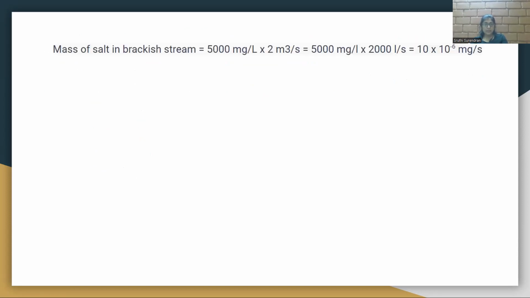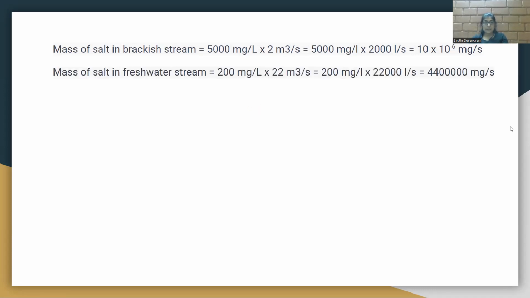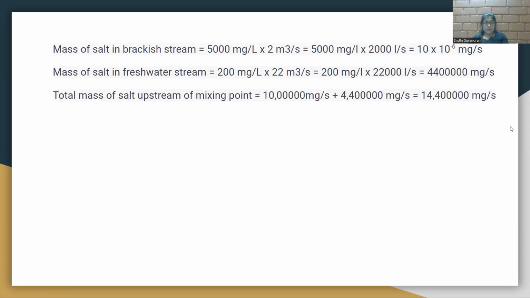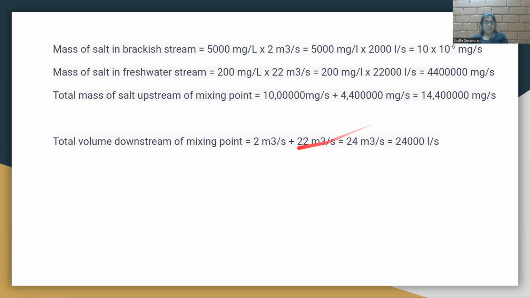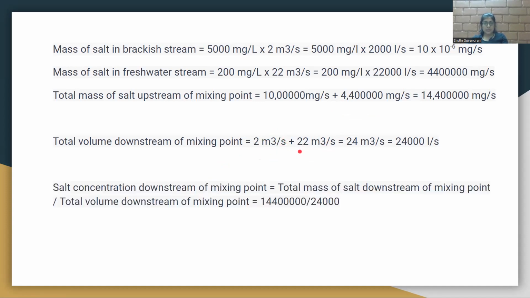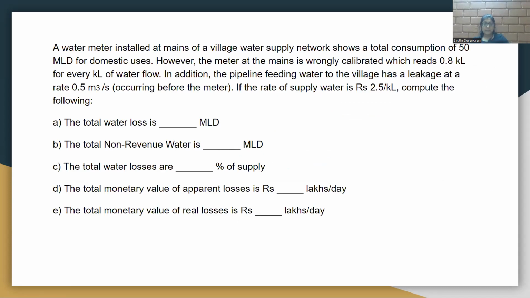So again, the mass of the salt in brackish water, you'll find it as 10 into 10 to the power 6 milligram per second. Mass of the salt in fresh water as this one. The total mass will be when you add these two values, and total volume will be these two values added together. Salt concentration will be total mass by total volume, which will give 600 milligram per liter. So again, very similar to the earlier problem.